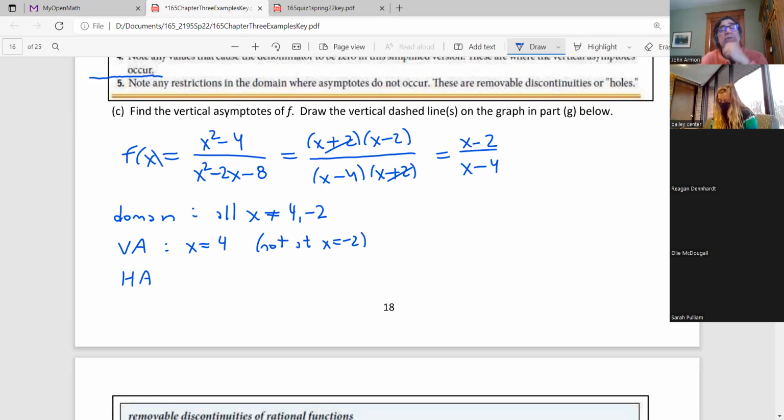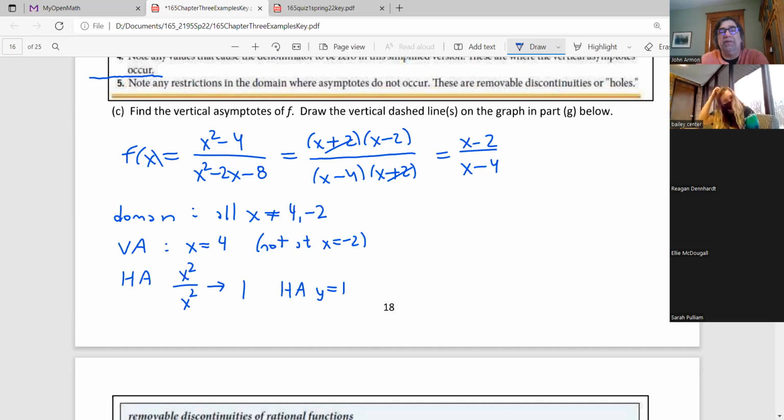Your horizontal asymptotes, where is the highest power of x in this rational function? Numerator has x squared, denominator has x squared. It's the same. So take the highest power of x, those two terms in both the numerator and denominator, and take their quotients. So after a while, it's going to look like 1. So we have a horizontal asymptote. I like 1.